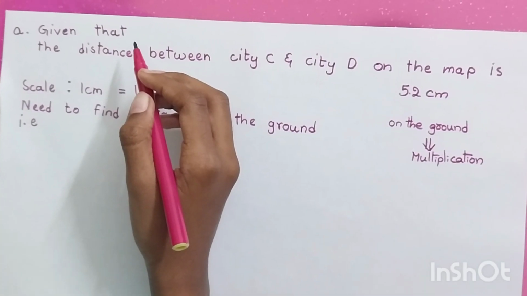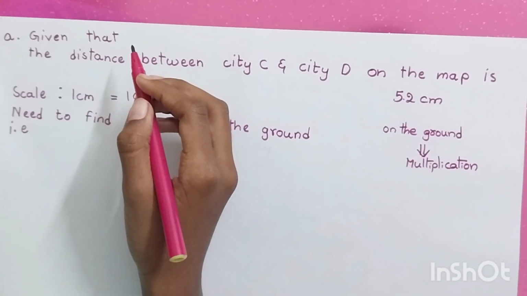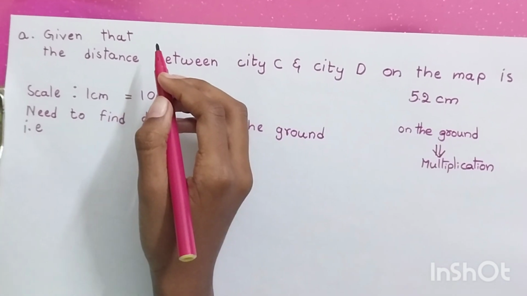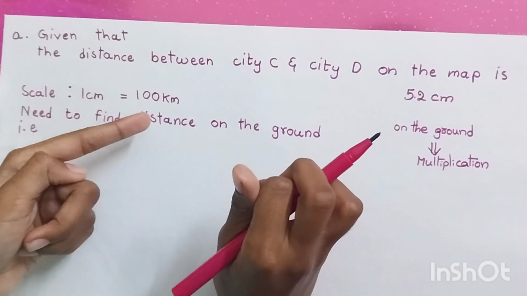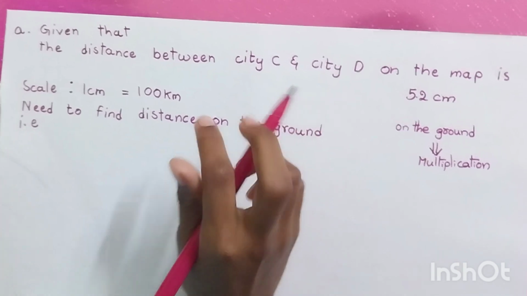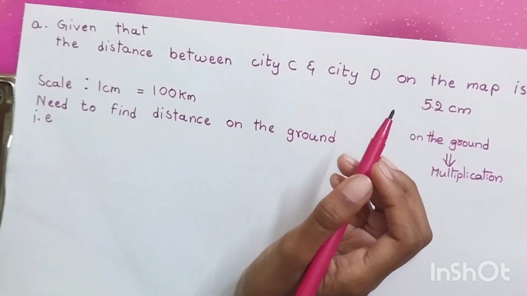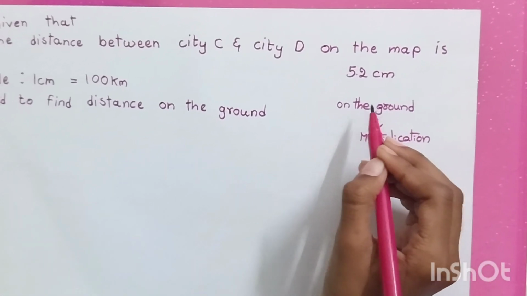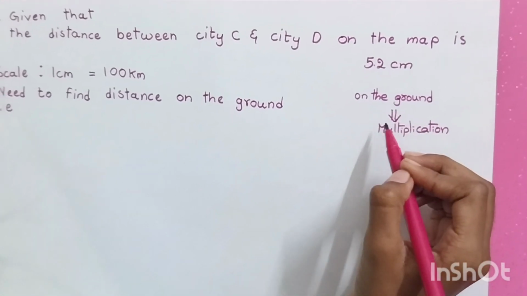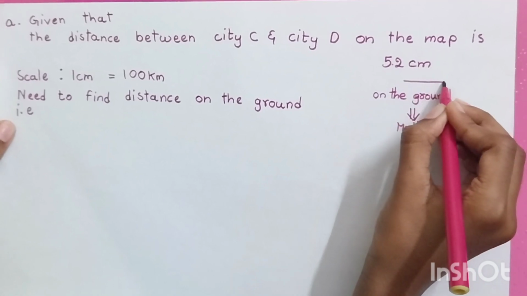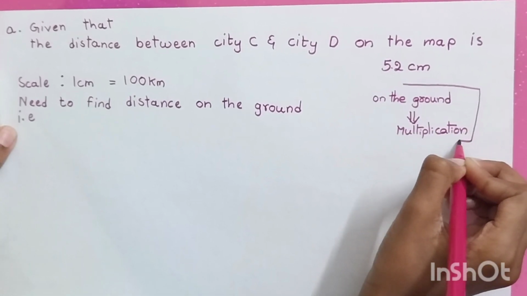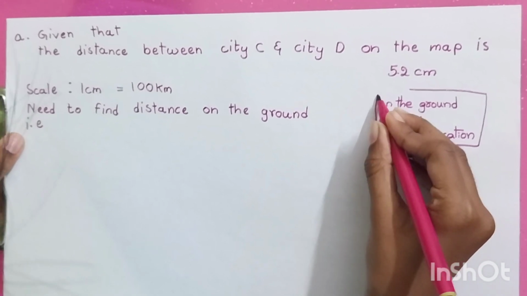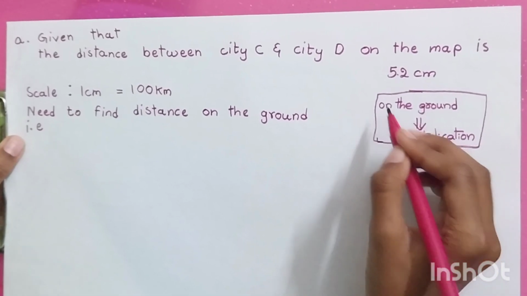They have given that the distance between city C and city D on the map is 5.2 centimeters. Scale is 1 centimeter equals 100 kilometers. We need to find the distance on the ground. The shortcut is, whenever they are asking on the ground, we have to do multiplication. We can take it as just a shortcut or formula. I wrote the box so you can understand.